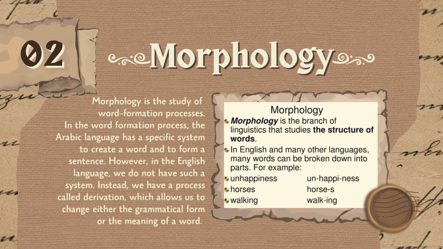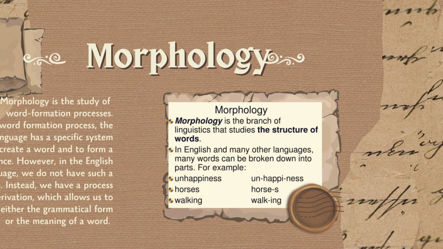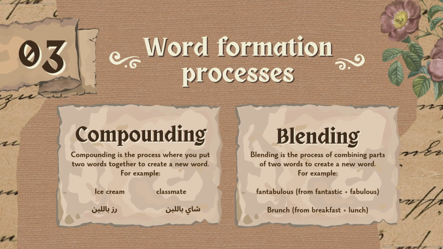And we begin with a quick definition of what morphology is. Morphology is the study of word formation processes in which the Arabic language has a specific system to create a word and to form a sentence. However, in the English language, we do not have such a system. Instead, we have a process called derivation, which allows us to either change the grammatical form or the meaning of a word. And for our word formation processes for today, we begin with compounding.